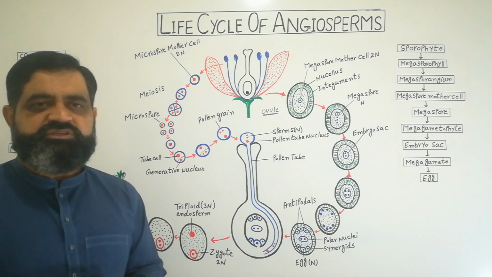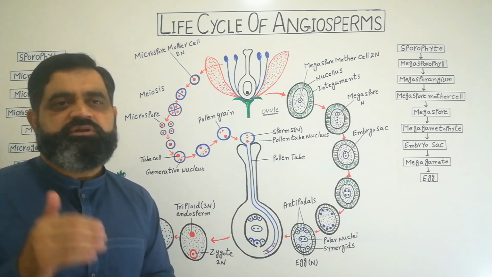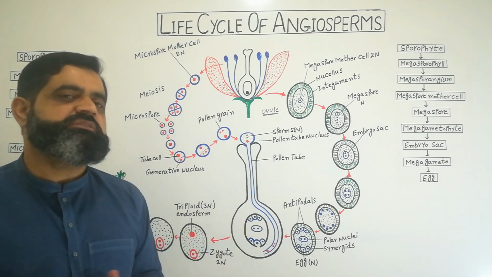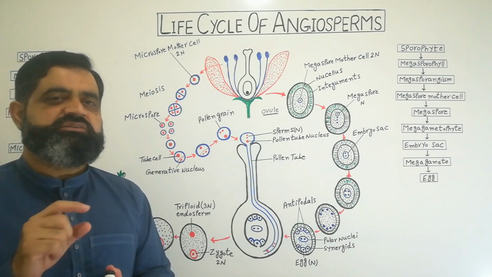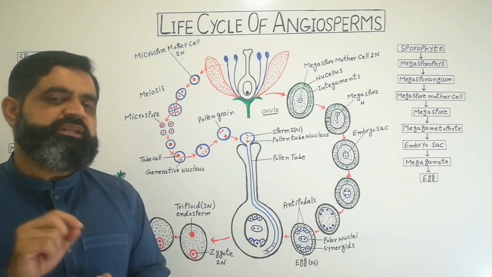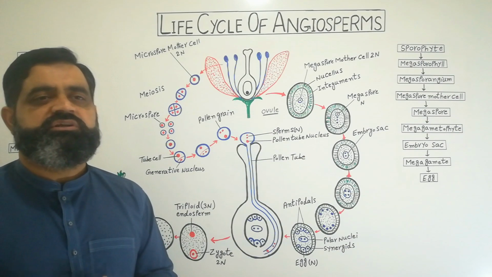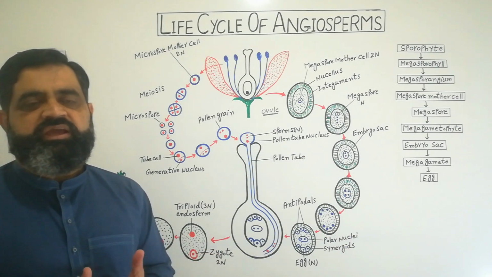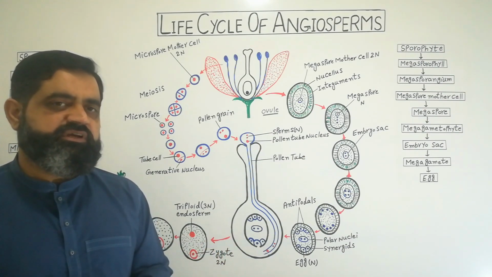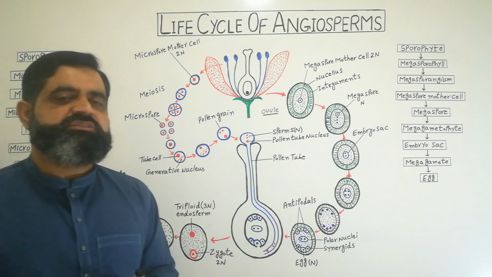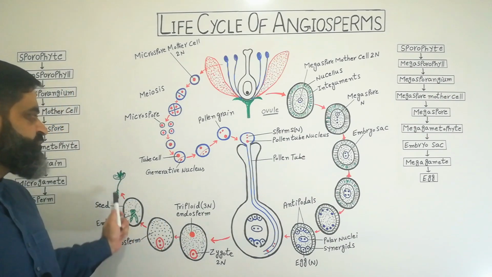After the formation of seeds, they are dispersed by animals, by wind, by water to different places. When a seed arrives at a favorable condition, it starts to germinate. It again produces a new sporophyte plant.